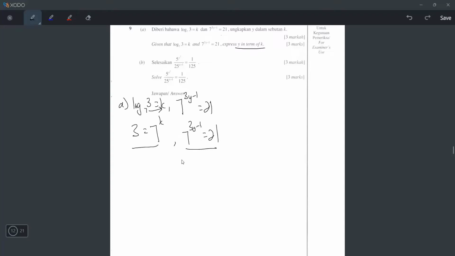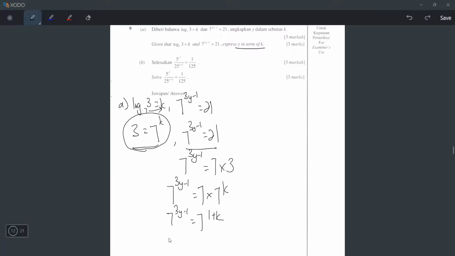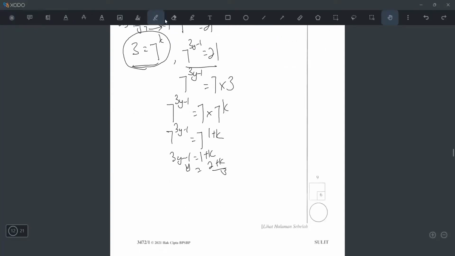Okay, 21 can be written as 7 times 3, right? Am I right? And then 3 is 7 power k, right? So 7 power 3y minus 1 equals 7 times 7 power k. And then 7 power 3y minus 1 equals 7 power 1 plus k. And then 3y minus 1 equals 1 plus k. And then they want y in terms of k. So y equals 2 plus k over 3. So that is the answer.